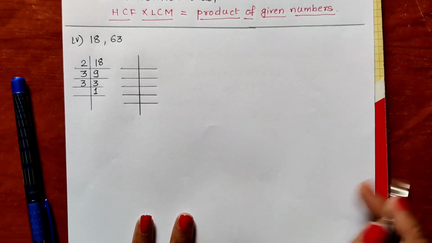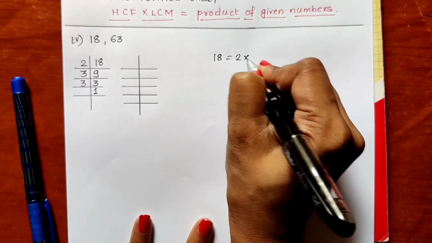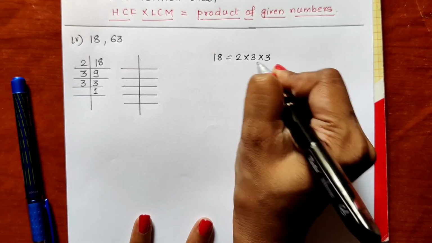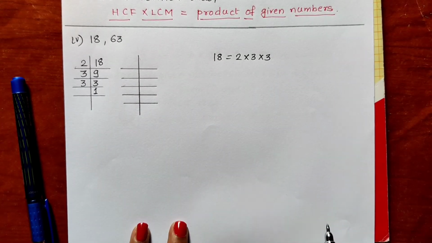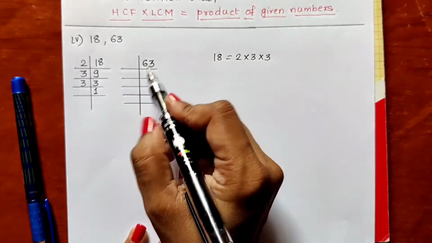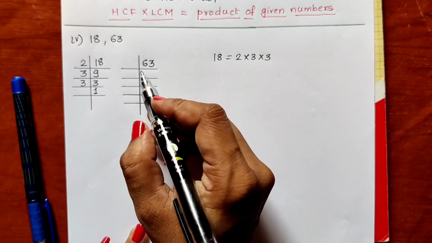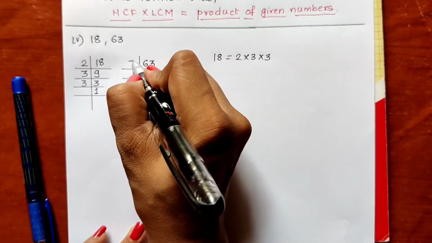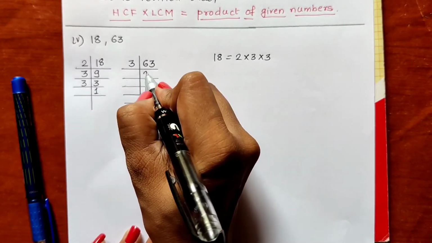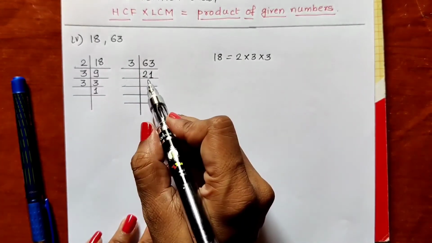So in this way we have got the factors of 18 as 18 is equal to 2 multiplied by 3 into 3. 2, 3, 3. These three prime factors of 18 we have got. Now let us find out prime factors of 63. We have got 63. 6 plus 3 is 9. 9 is divisible by 3. That means 63 is also divisible by 3. 3 2s are 6. 3 1s are 3. Now 21 is in the table of 3.